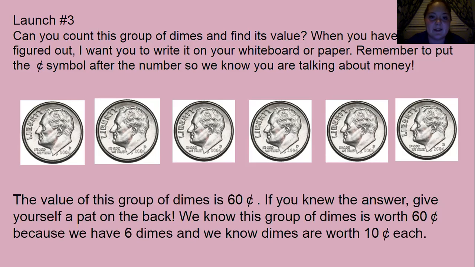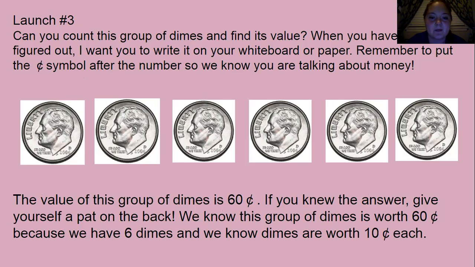All right, guys, let's count this group of dimes and see how many of you were right. Are you ready? Count by tens with me. 10, 20, 30, 40, 50, 60. The value of this group of dimes is 60 cents. If you got that right, give yourself a pat on the back.